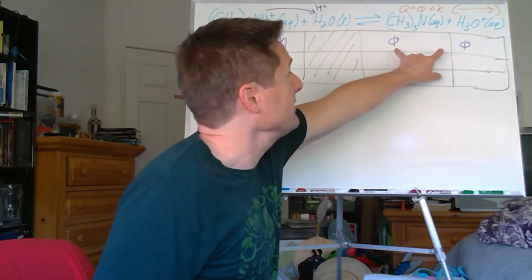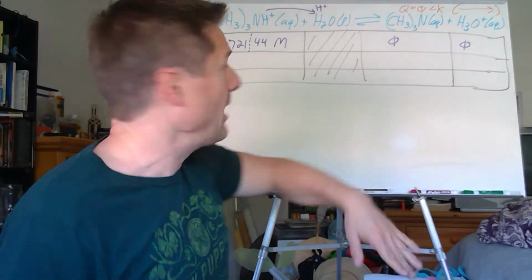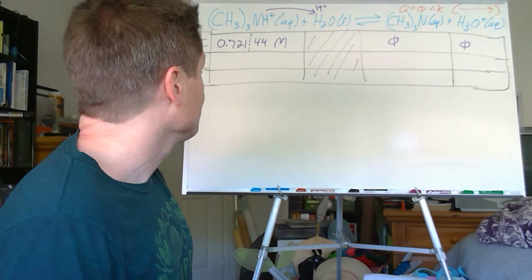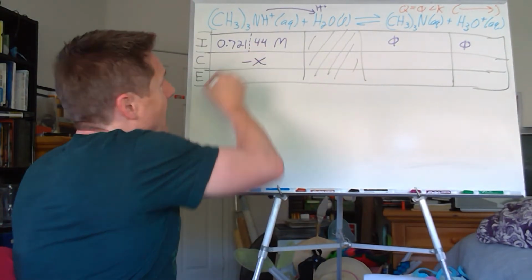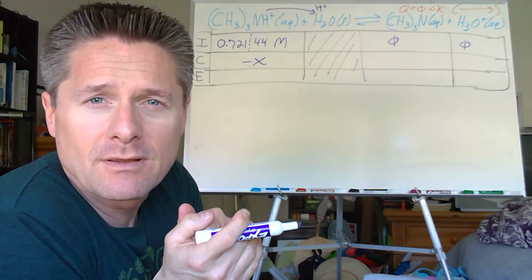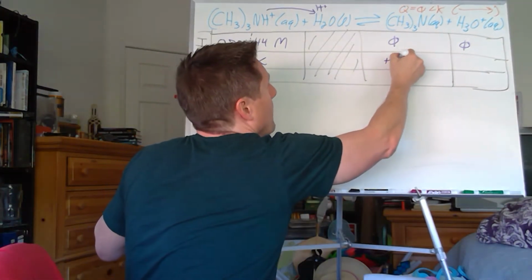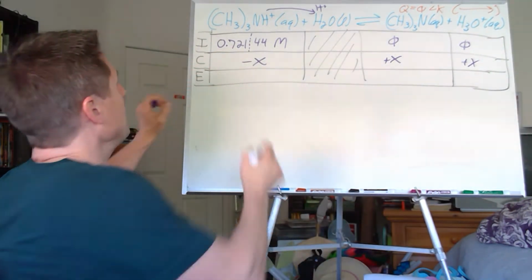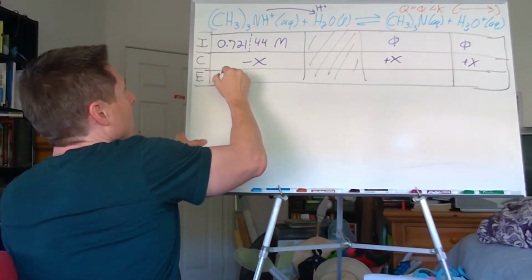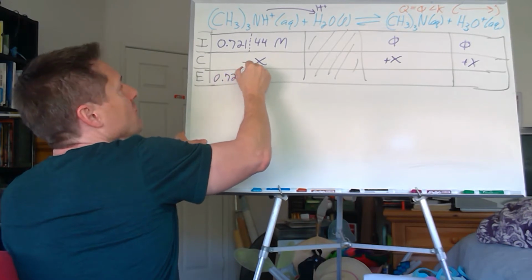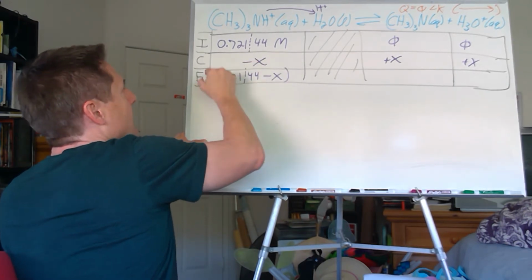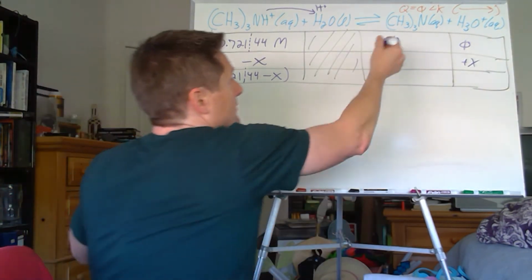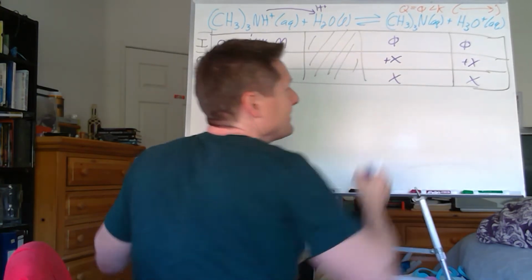All right, Q obviously is 0, so that's going to be less than K. It's going to shift to the right, so we're going to have negative X's here, positive X's there. So we're going to lose X of the trimethylammonium conjugate acid. And we're going to form X of that and X of that. So take the initial plus the change. So at equilibrium, we're going to have the initial concentration, 0.72144 minus X. Right? And that's the concentration we calculated after neutralization. 0 plus X is X. 0 plus X is X.